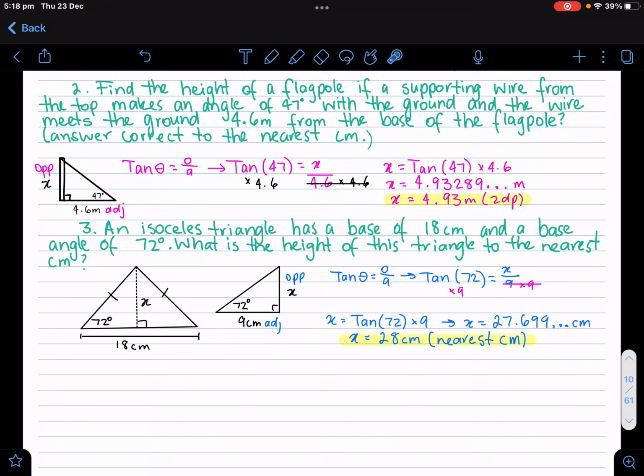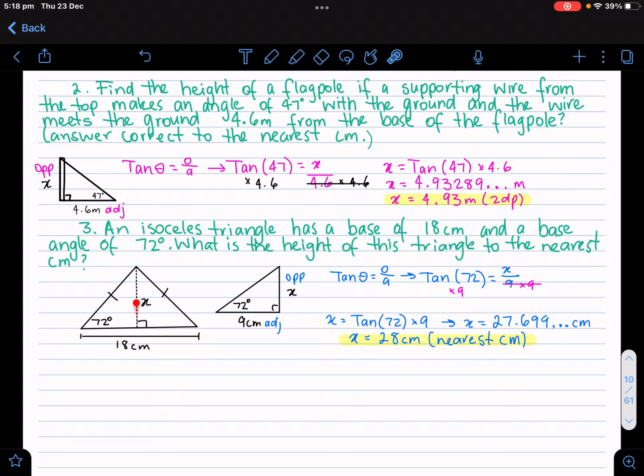Hopefully you're getting the hang of this. Let's do one more example involving some shapes. So here, the question says, an isosceles triangle has a base of 18 centimeters and a base angle of 72 degrees. What is the height of this triangle to the nearest centimeter? Now here, we need to recall the information we know about isosceles triangles. We know with isosceles triangles that both the two top lengths are the same and both the bottom base angles are the same. Now, to use trigonometry, I need a right angle triangle.